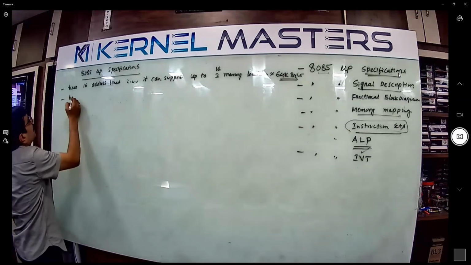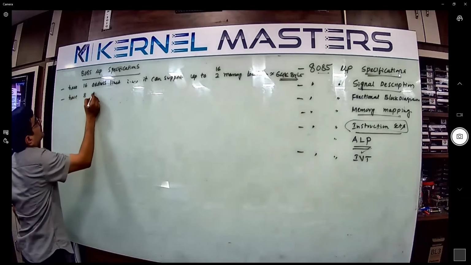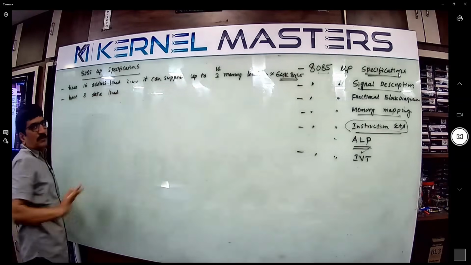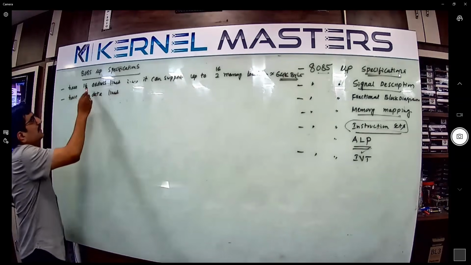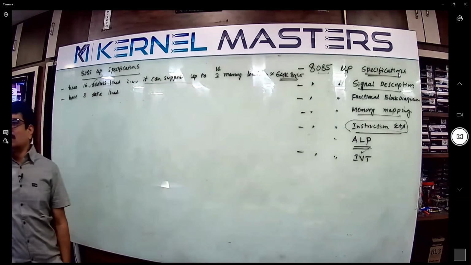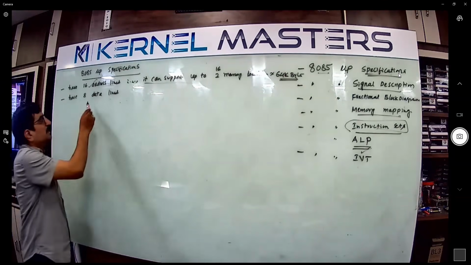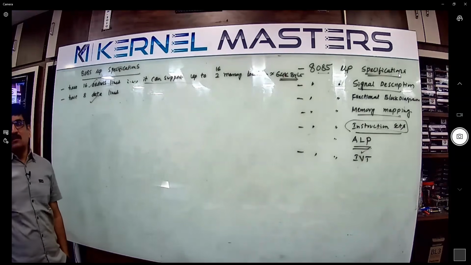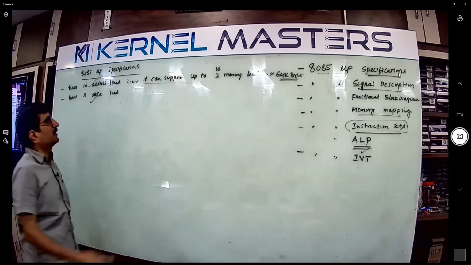The 8085 microprocessor has 8 data lines. Data lines are different, address lines are different; there is no relation. Address lines decide the depth of the memory. Data lines decide the processor capability.